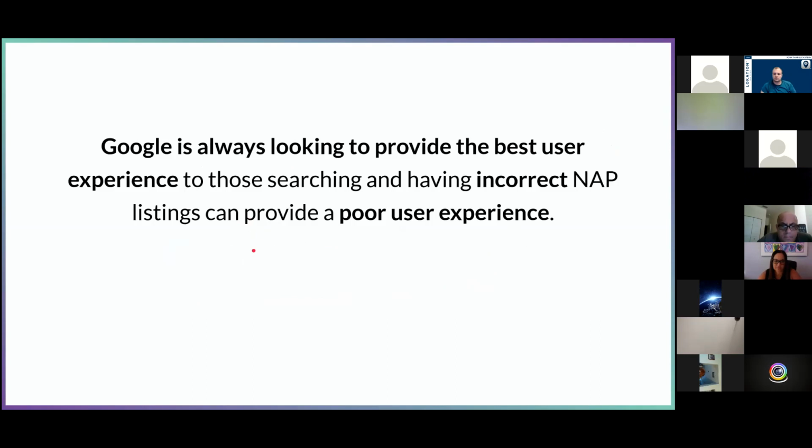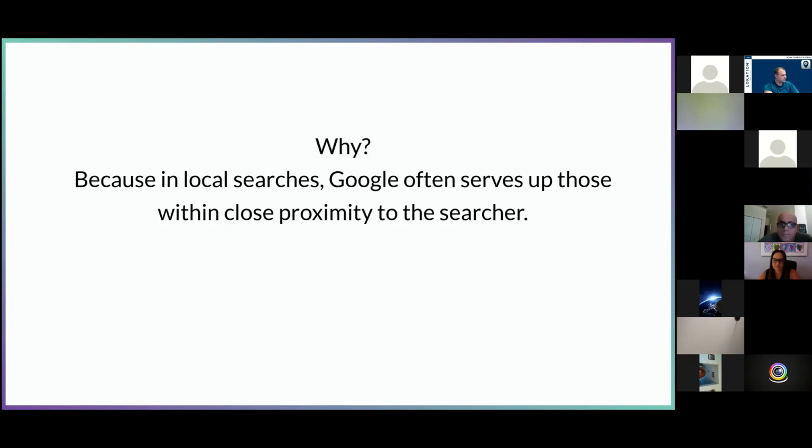The reason why is because Google, in everything that they do, is always looking to provide the best user experience to those who are searching. And if you have incorrect information out there, that ultimately provides a poor user experience, right? So think of this example. Someone does a search and finds your business information, and the phone number is old and outdated, and they call it and get a disconnected line. That's a poor user experience. Google doesn't want that happening to people who are searching, because that's not a good result. So you're going to get penalized for that. We need to make sure that we're being consistent.